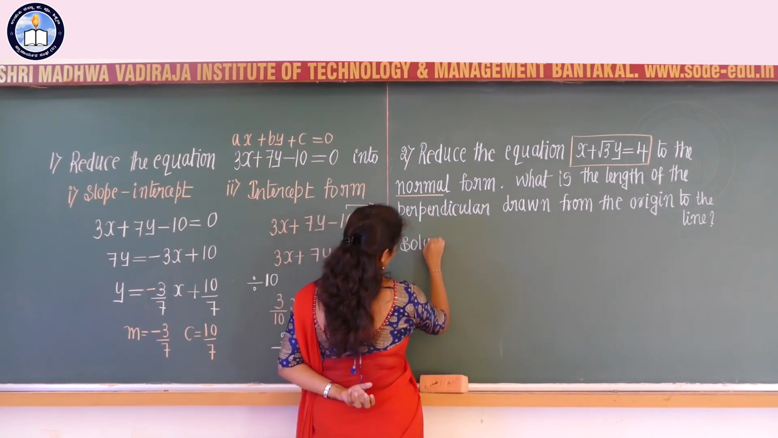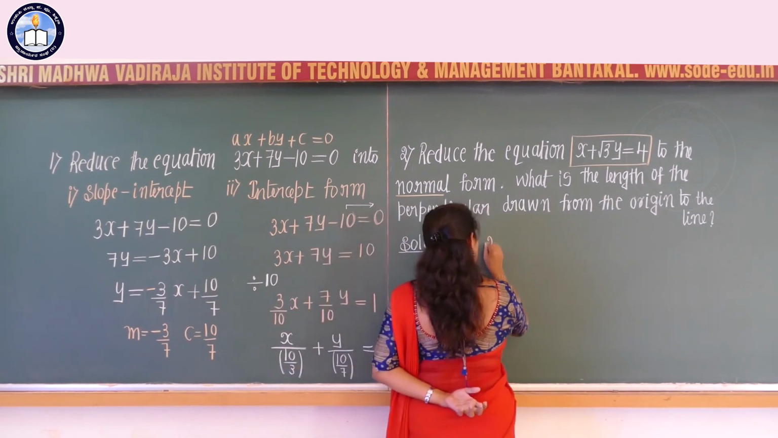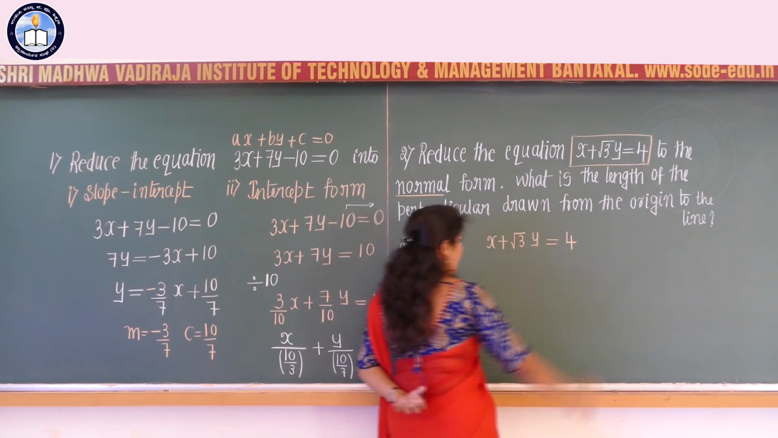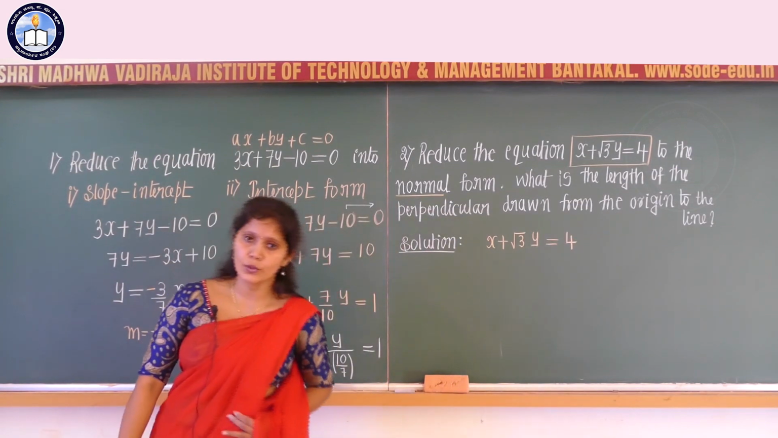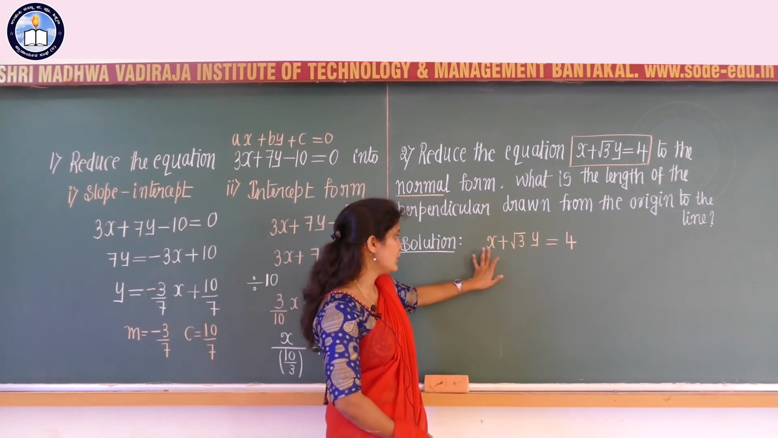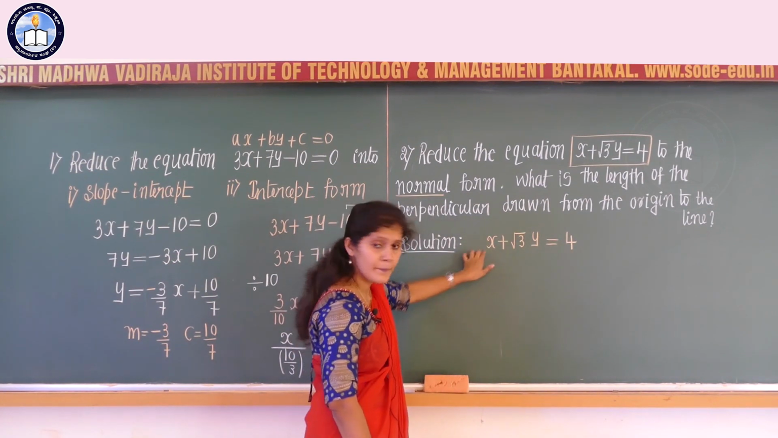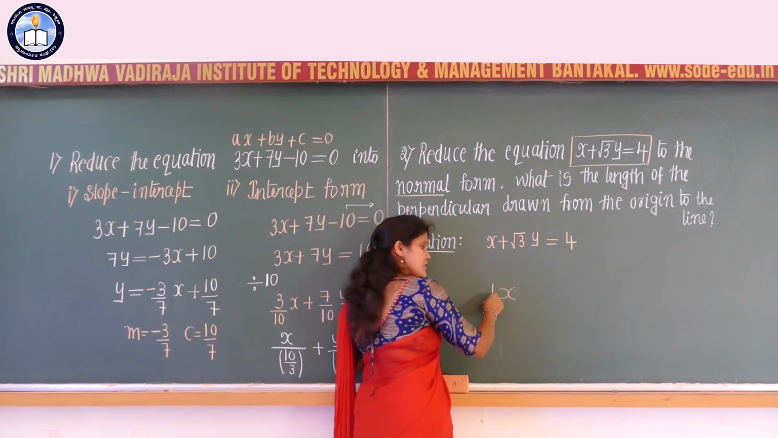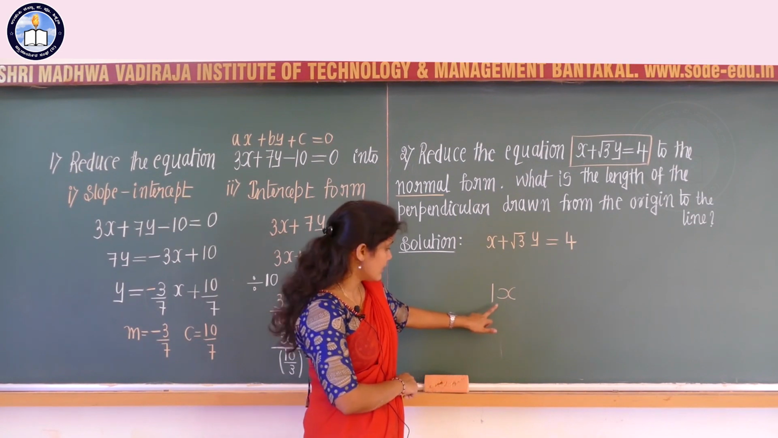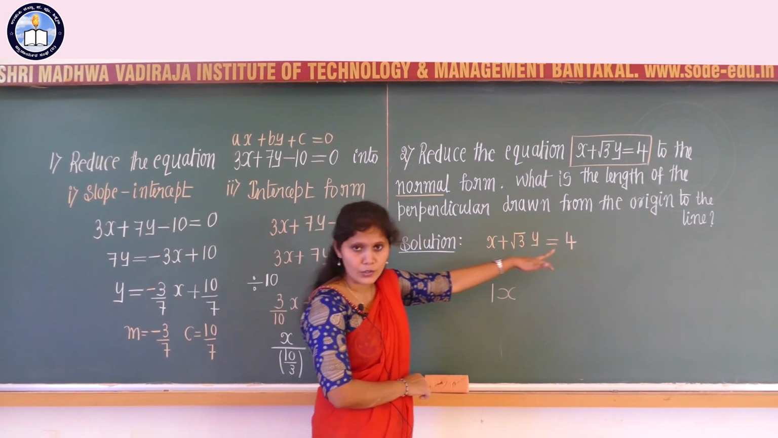Let me consider the solution with respect to the given question. The question is x plus root 3 into y is equal to 4. The given equation is present in the standard form, that is the general equation a into x plus b into y plus c equal to 0, correct? What is the value of a? Here the coefficient of x is equal to 1. So 1 into x plus root 3 into y is equal to the constant 4, correct?